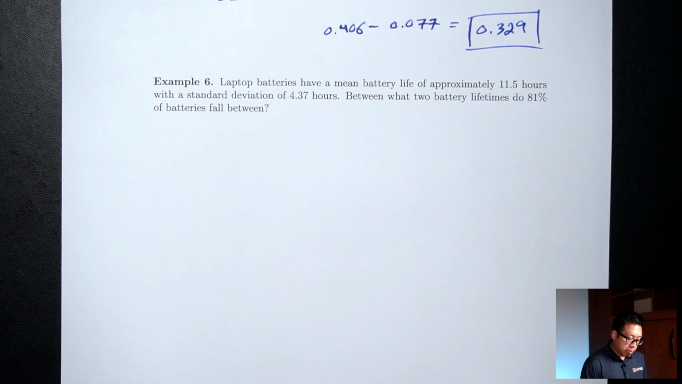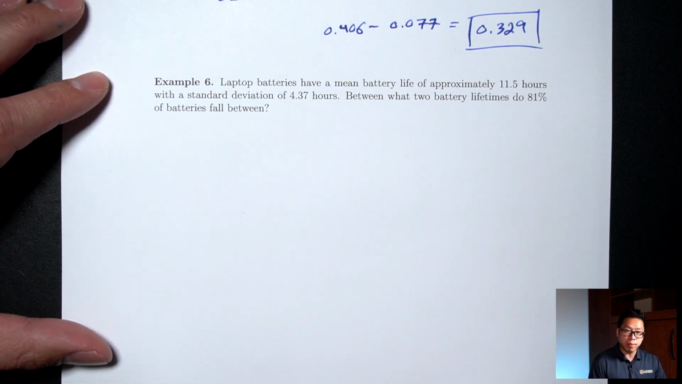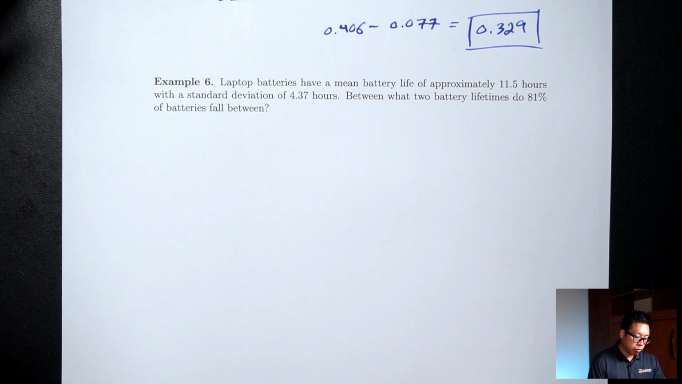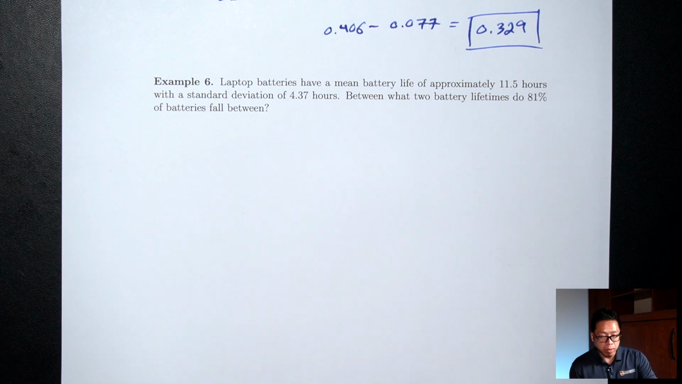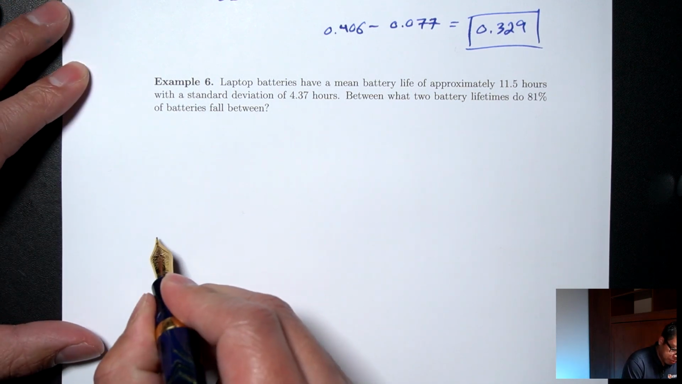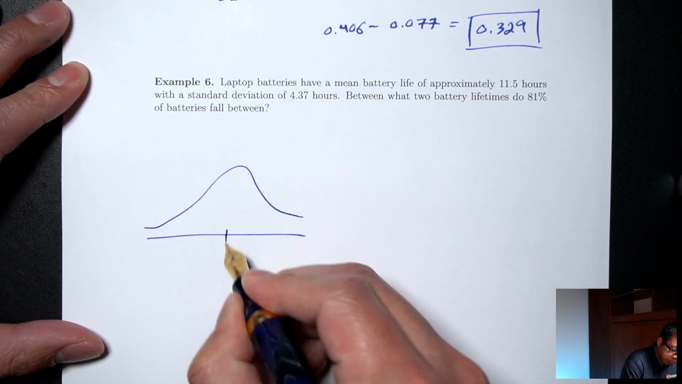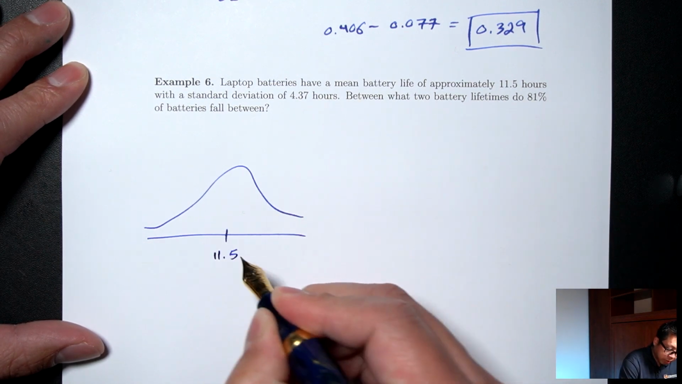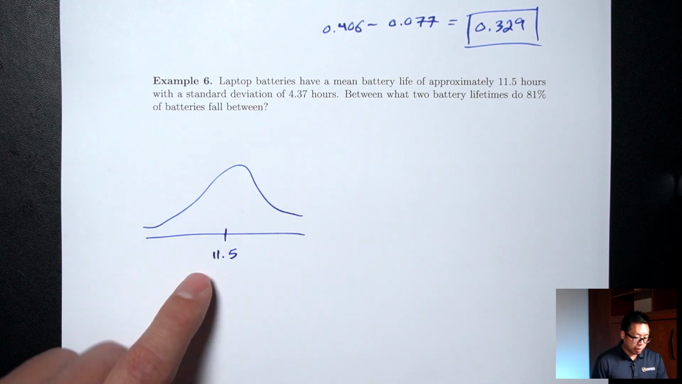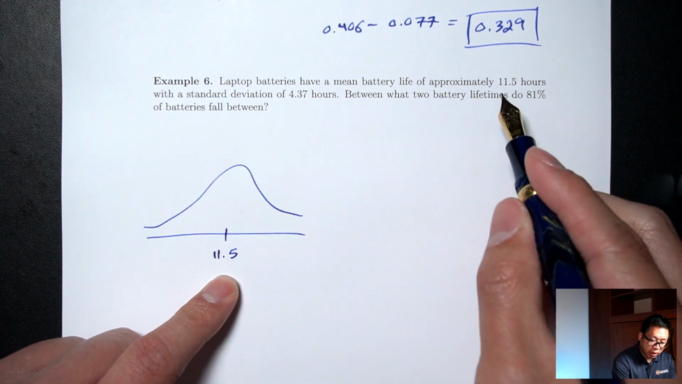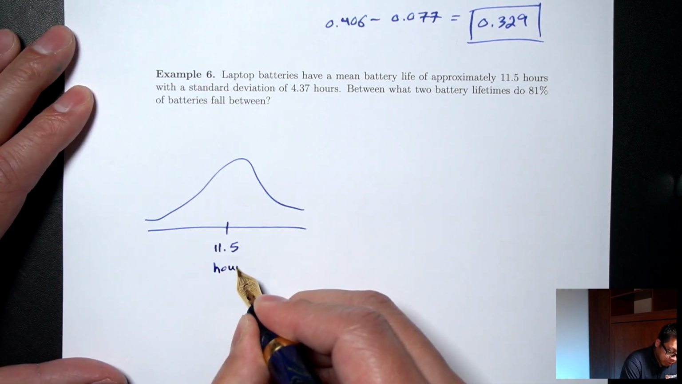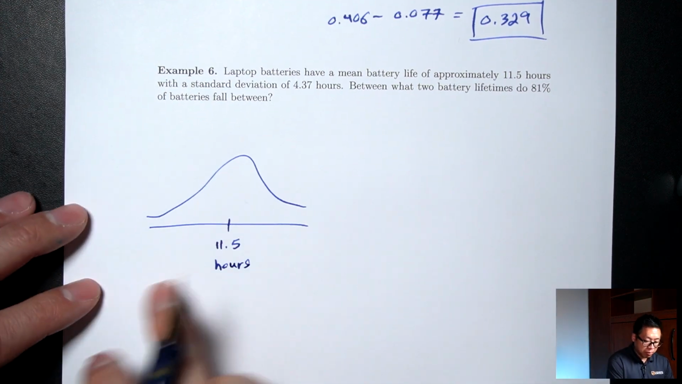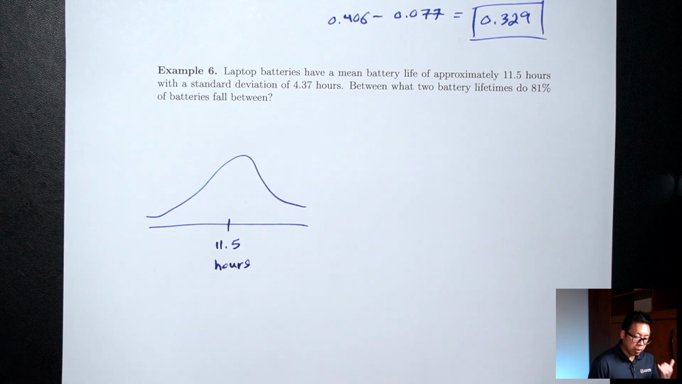Example 6. Laptop batteries have a mean battery life of approximately 11.5 hours with standard deviation 4.37 hours. Between what two lifetimes do 81% of batteries fall between? First thing I always do, draw the normal distribution picture, put the mean in the middle. Our mean here is 11.5. And then I always label the x-axis for what this 11.5 means. So this 11.5 is 11.5 hours. Anytime I see hours, I know it's going to be an x. Hours here is the battery life.